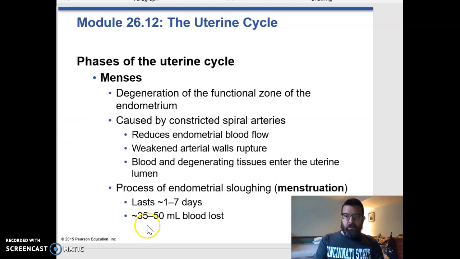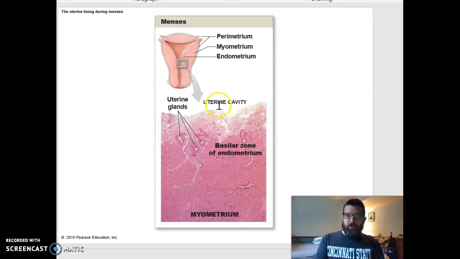And then, again, from 1 to 7 days, give or take, you begin to lose that tissue along with a fair amount of blood that comes with it. And this is what the endometrium looks like during or at the end of menses, right? So you essentially have lost all of this tissue.